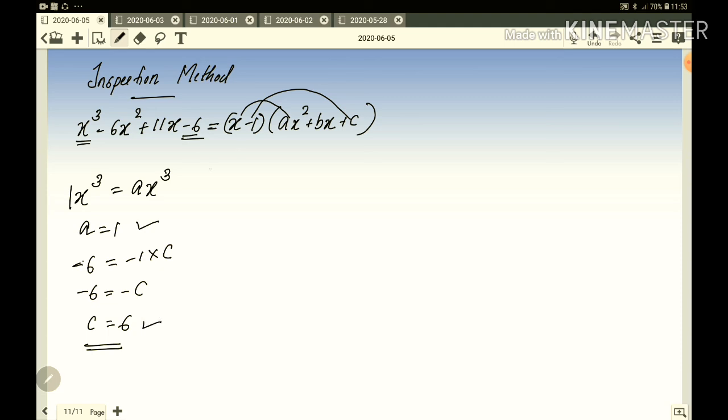Now I am going to rewrite once again. Now I am looking for b, right? So x cube minus 6x square plus 11x minus 6 is equal to x minus 1, bracket, a, I know now, that is 1, that is x square. B, I have to find. C also I know, that is 6. Clear? Now I have to look for b.